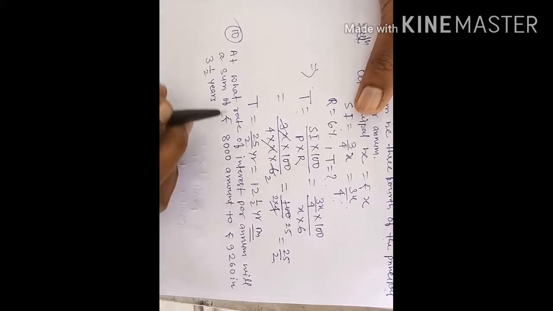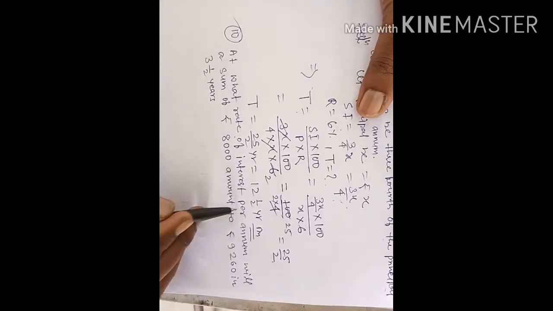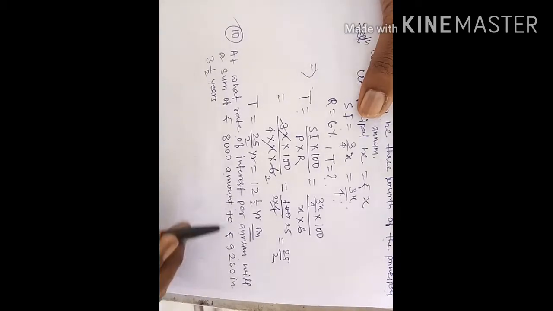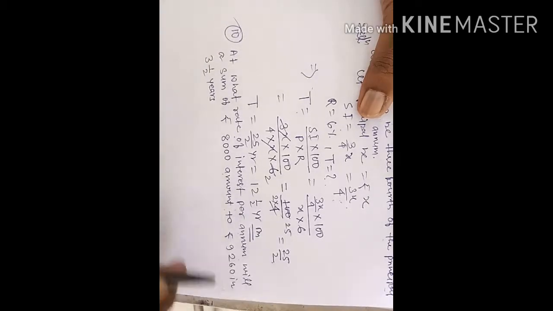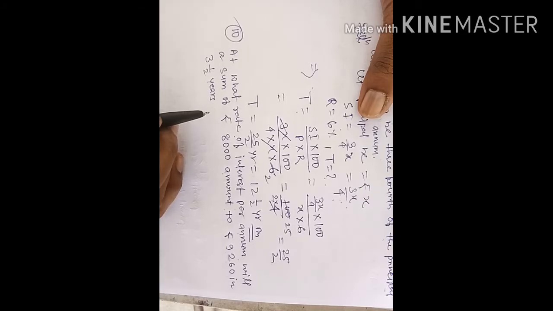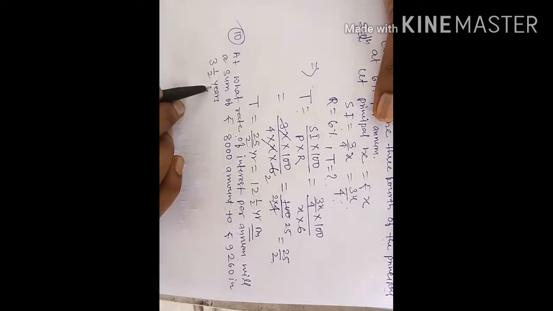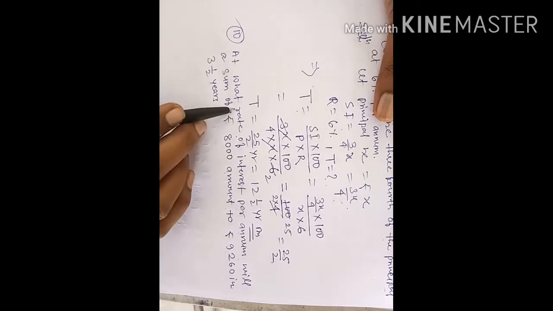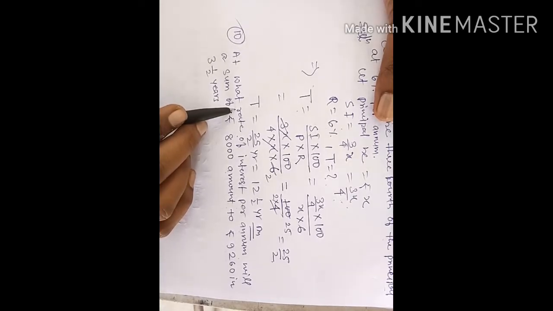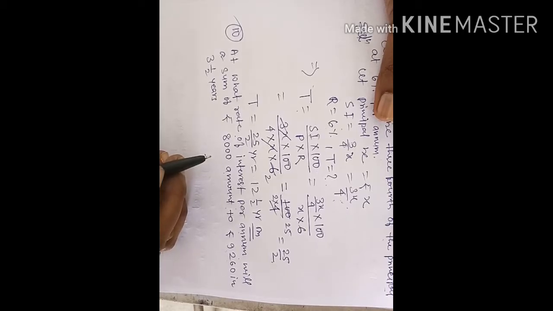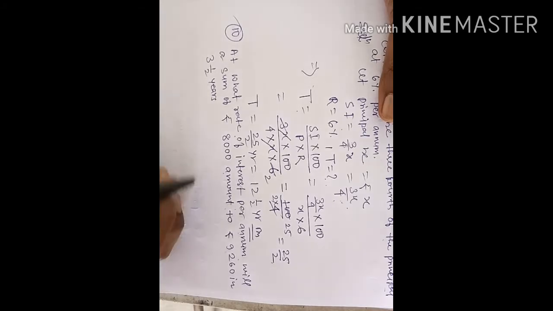Now question number 10. In question number 10, at what rate of interest per annum will a sum of rupees 8,000 amount to rupees 9,260 in 3.5 years? Here principal is given, amount is given, time is given. You need to find the rate of interest. To find rate of interest we need simple interest. So first you need to find the simple interest.